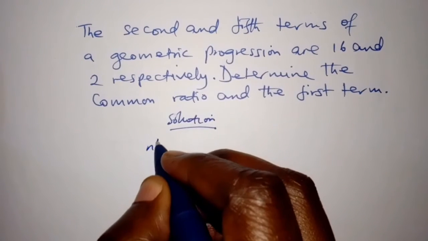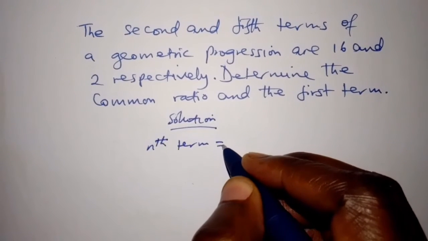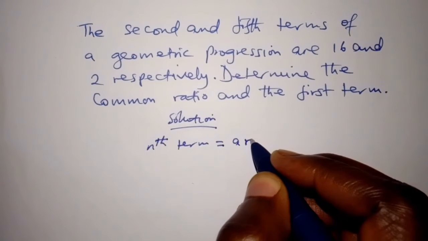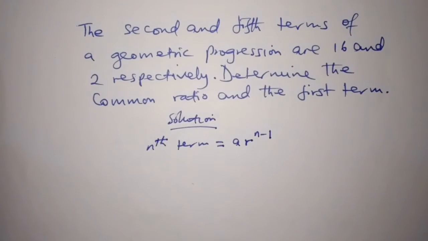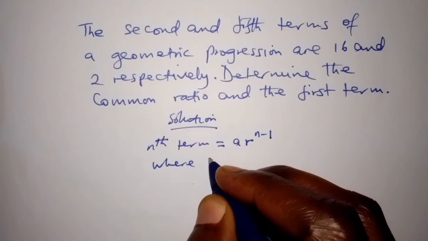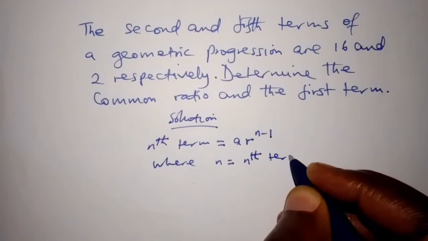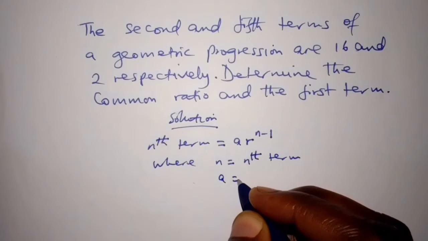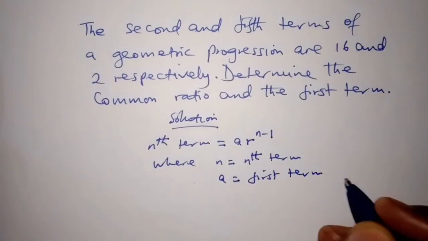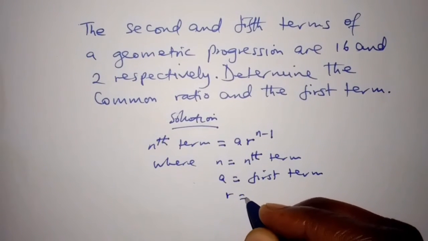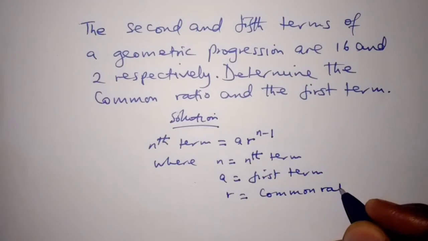The formula is: the nth term is given by a r power n minus 1, where n is equal to the nth term, a is equal to the first term, r is equal to the common ratio.